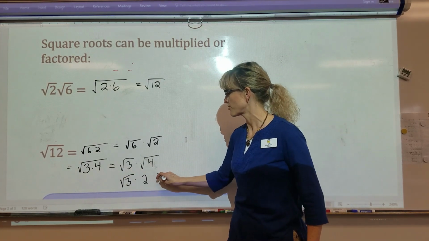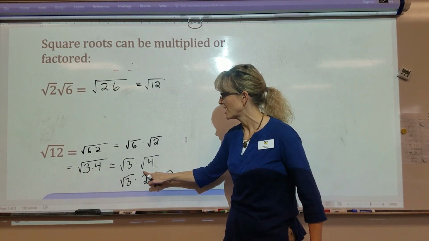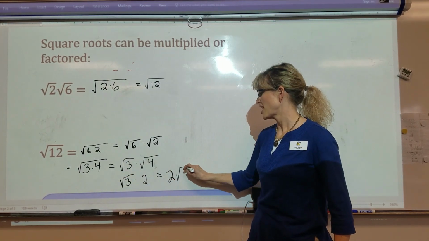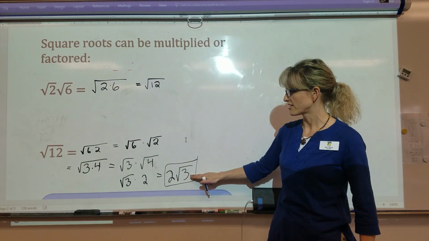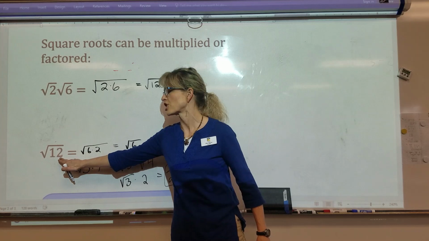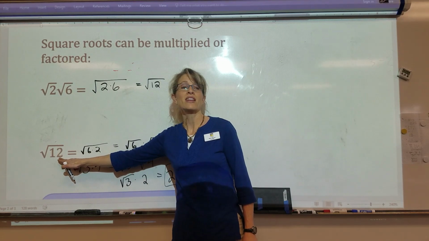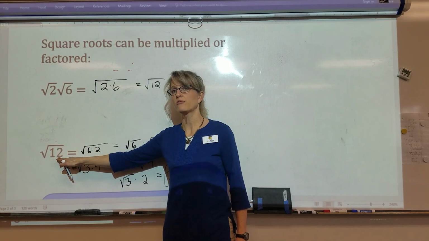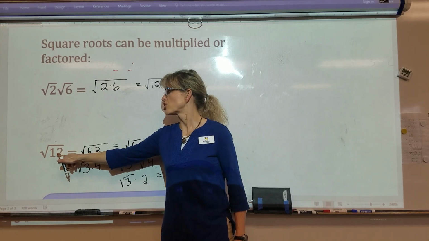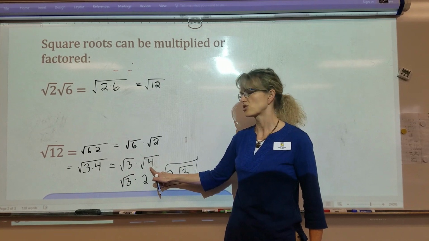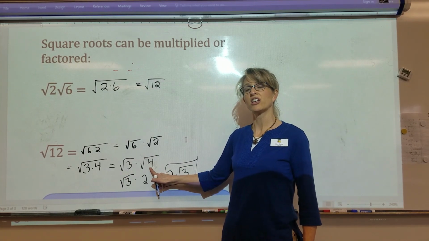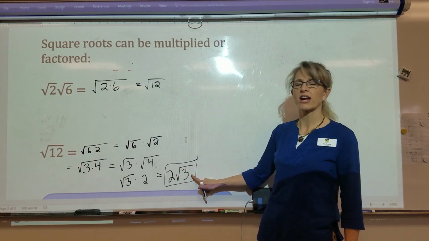We like the coefficient in front, so I'm going to rewrite it with the coefficient in front. That way I don't get confused. Is this inside or outside? And the answer is 2 root 3. So this is the simplified version of root 12. From henceforth, whenever you give me a radical answer, you have to check, do any of the factors have a square root that I could take? If it does, you must take the square root and write it in simplest form.